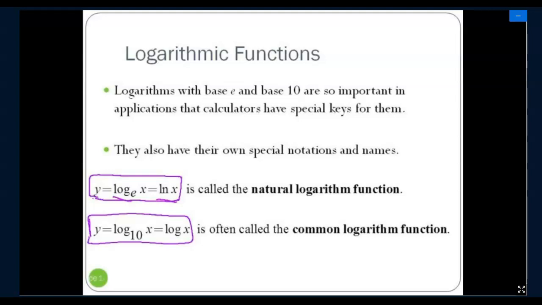We call the log base e of x the natural log, and we call log base 10 of x the common log. So the natural log is log base e, the common log is log base 10.